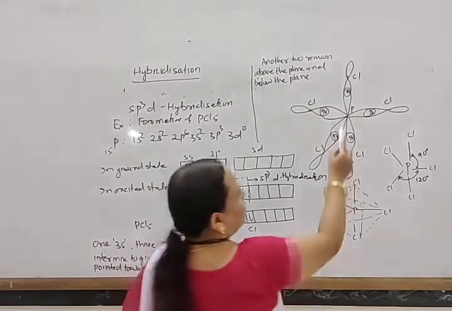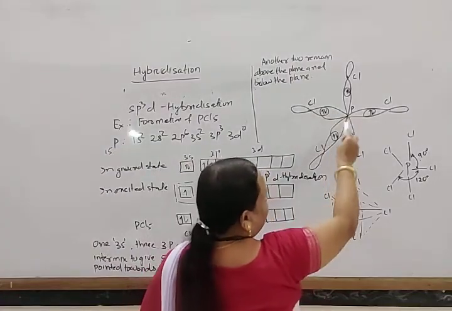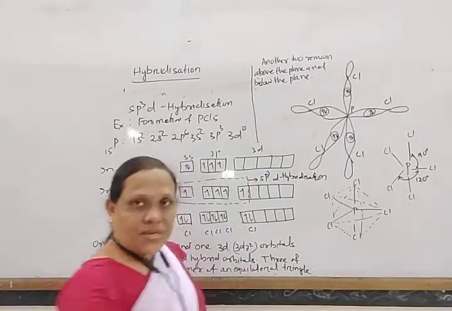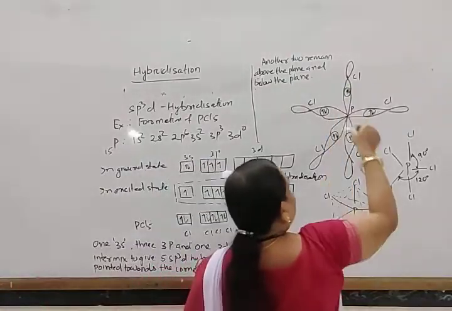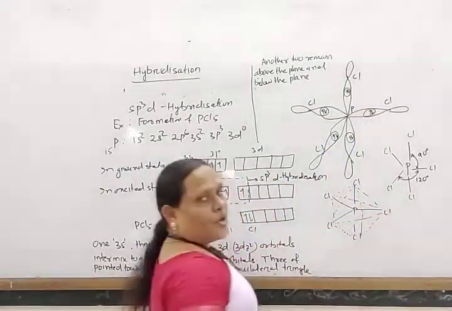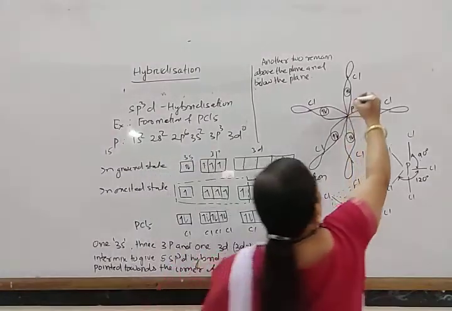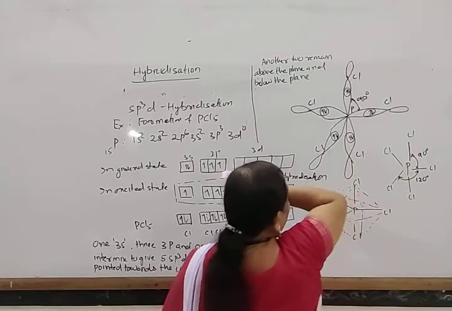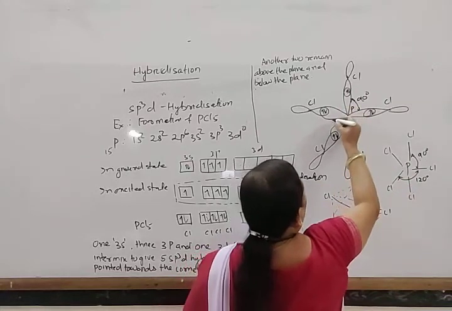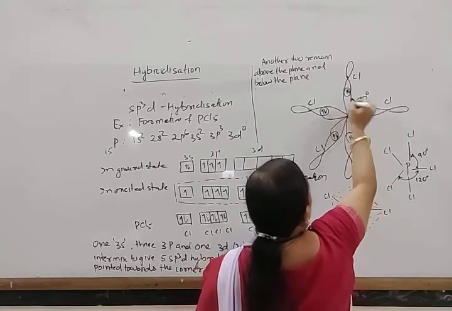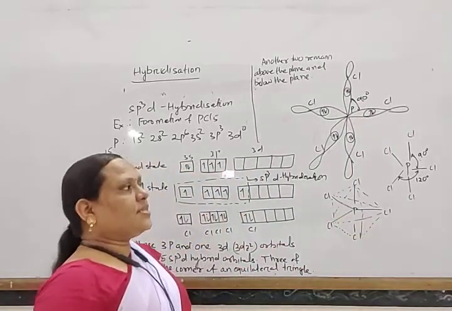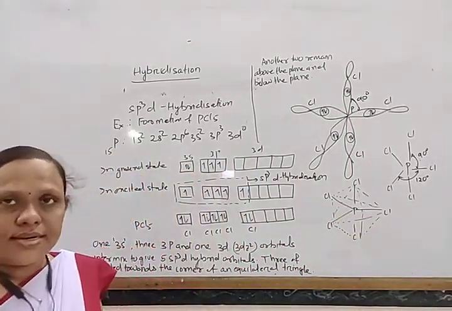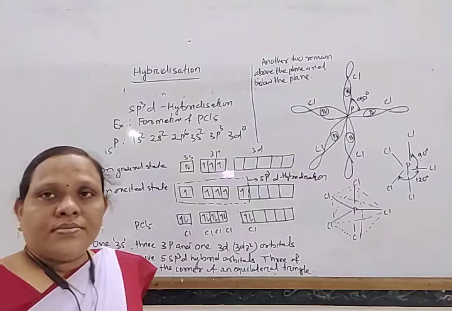So here, the bond angle between these equatorial hybrid orbitals is 120 degrees, and the angle between axial and equatorial is equal to 90 degrees. So here the angle is 90 degrees between them, and the angle between any two of the equatorial ones is equal to 120 degrees.